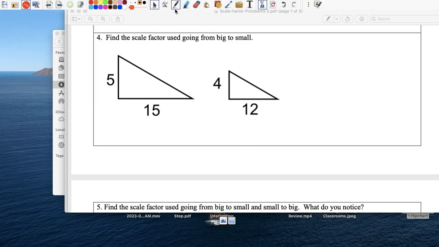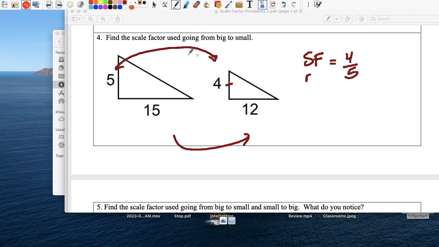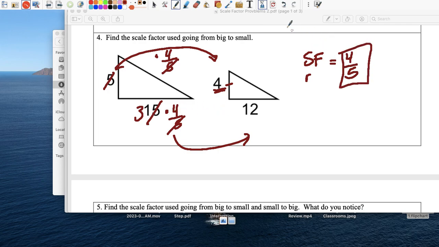Big to small, so we're going this direction again. So scale factor is a reduction. I'll just put R for reduction, and it's in corresponding. Make sure you use the corresponding side, and it's small over big, so 4 over 5. Simplified. So again, try it out. 5 times 4 over 5. If you multiply 5 times 4 over 5, this and this simplifies to 1, and we get 4, which matches this. 15 times 4 over 5. This and this simplifies to 3, and 3 times 4 is 12. So you see, we have the right scale factor.